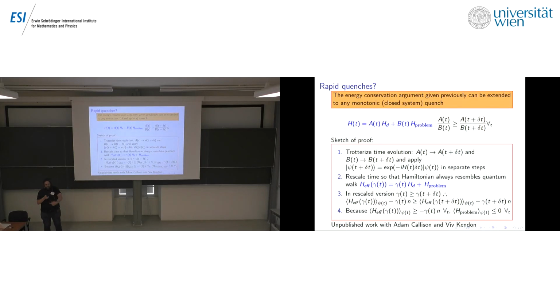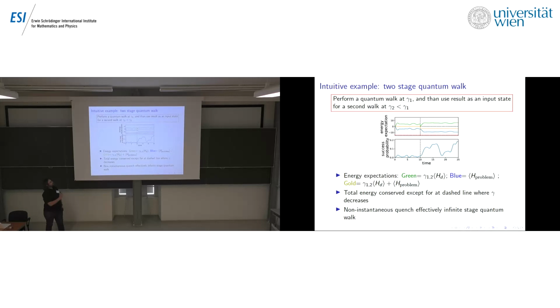And I can keep repeating that argument and argue again that on average, this work with Adam Callison and Viv Kendon, as most of the work so far I've presented has been, we can argue that after this rapid quench, my energy on average is going to be lower. Again, I can't say anything theoretically about success probability, about probability of finding the one right answer. At least I can't figure out any way to do that. But we can do numerics, which is what I'll talk about.